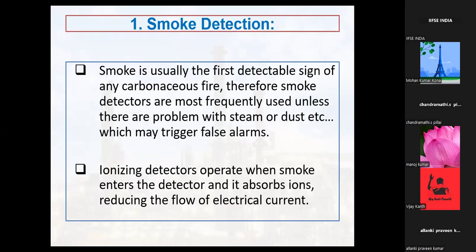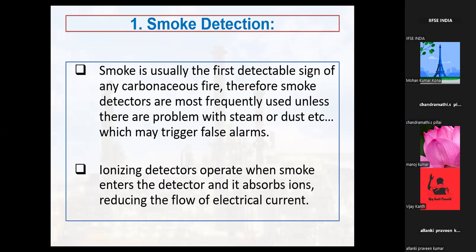Now, smoke detectors. Smoke is usually the first detectable sign of any carbonaceous fire. If there is wood or something, when there is fire, you can see the smoke arising. Therefore, smoke detectors are more frequently used, unless there is a problem with steam or dust giving a false trigger. So here one should be careful with smoke detectors.